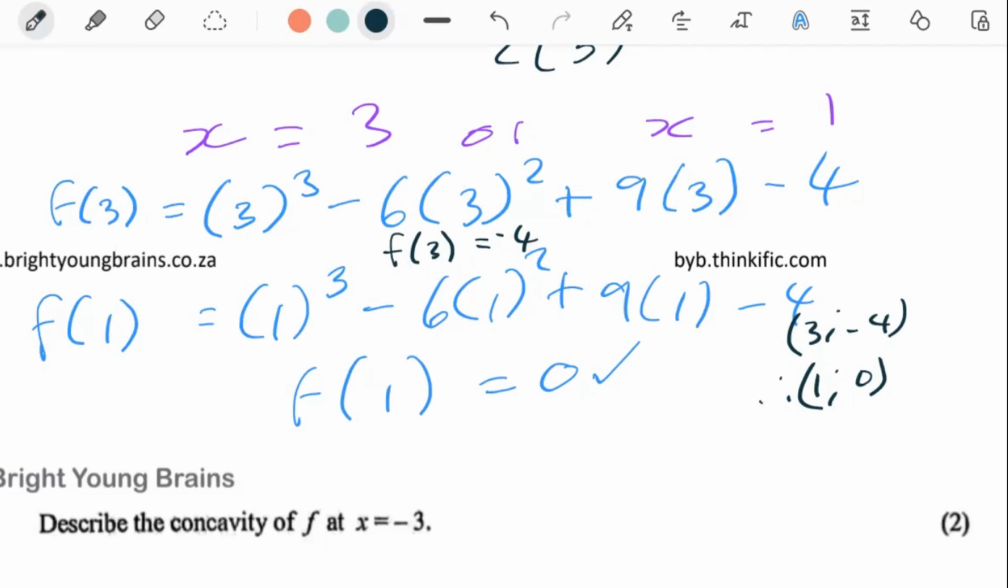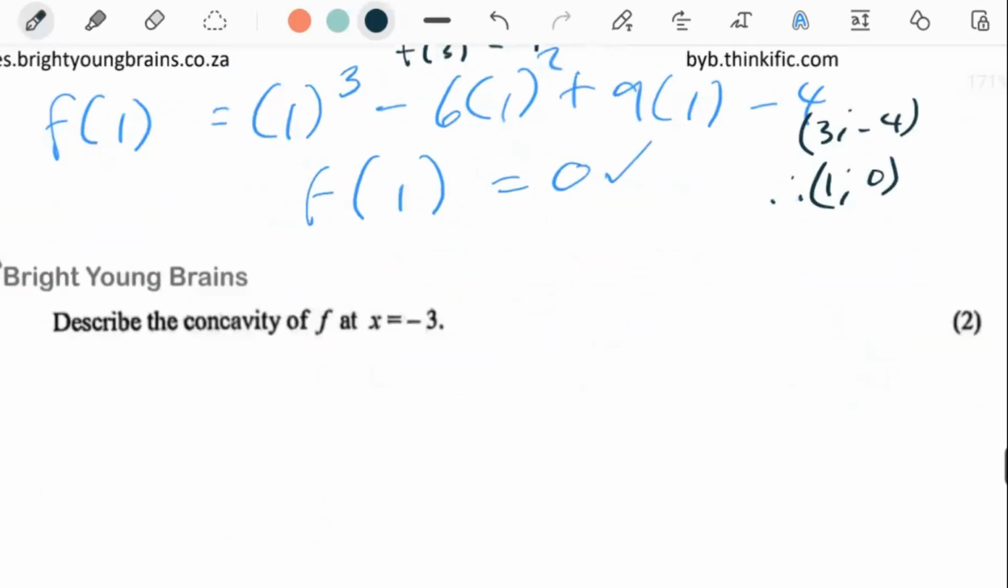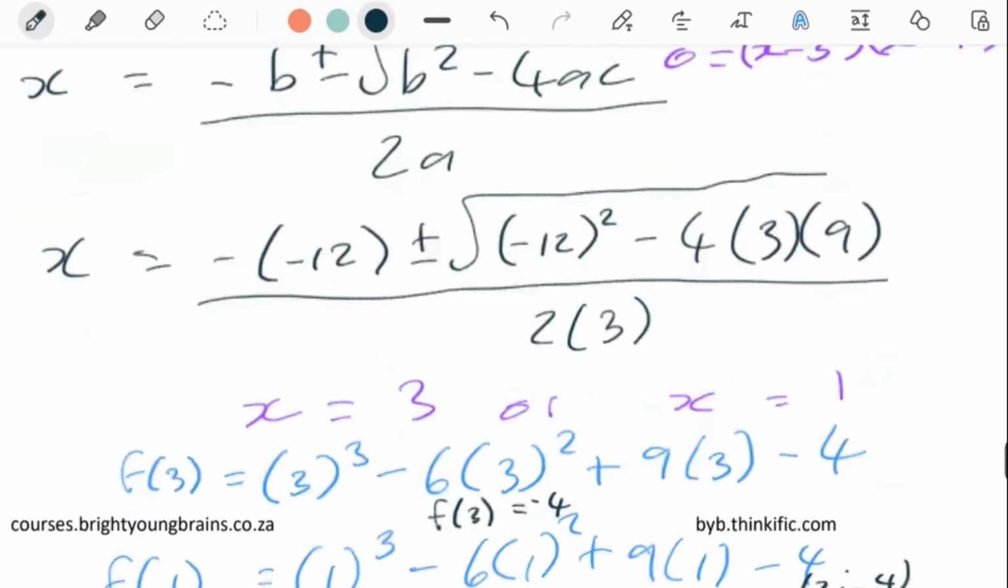The next question, let's see what the next question here is asking us to do. They said for 2 marks actually: describe the concavity of f at x is equal to negative 3. So that's quite interesting.